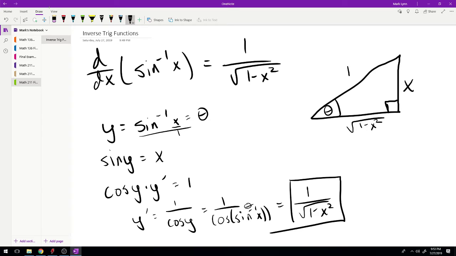The one other reason why this would be helpful is remember that if we have like the integral of 1 over the square root of 1 minus x squared, and we recognize, oh, that's the derivative of sine inverse of x. Well, we know the integral is just the opposite of the derivative, so then we would know that this integral is the sine inverse of x. So that would be another place that it would be helpful for you on the exam.